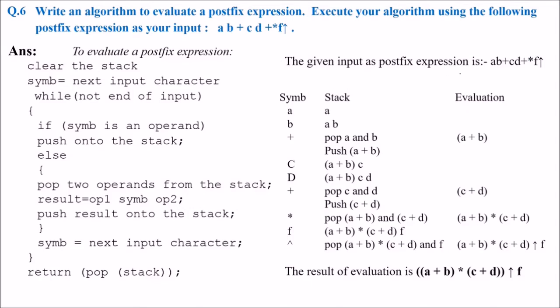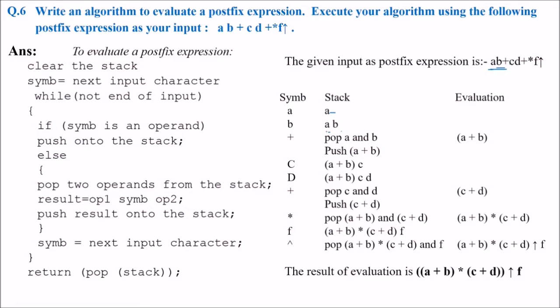In the stack, first we are going to place the first operand which will come. So we place A on the stack. Then the second operand will come, so we'll also place it in the stack. So we'll do a push of A and B. Now the plus will come. As soon as a plus comes, we will pop A and B.